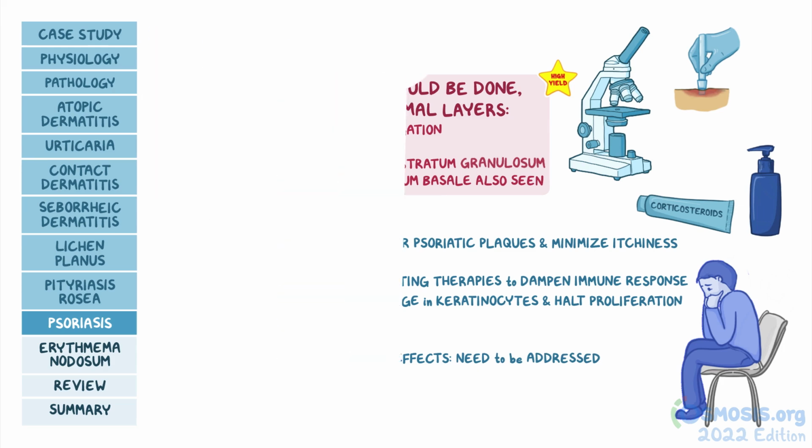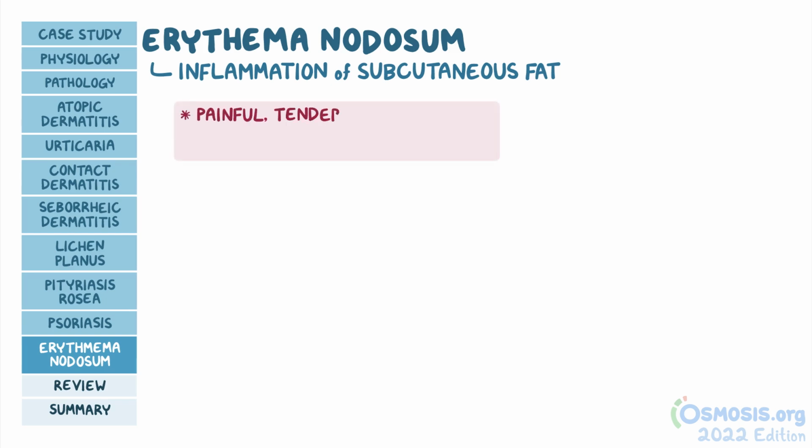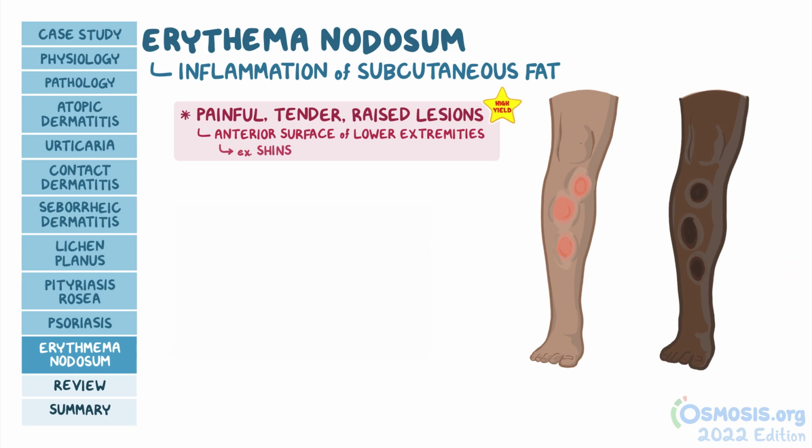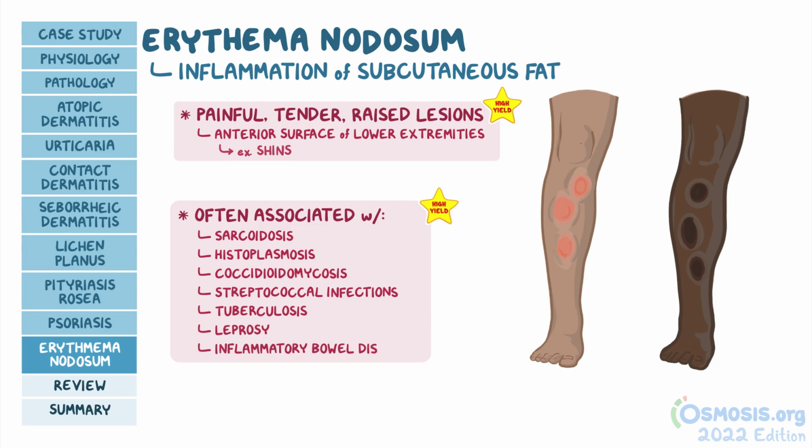The last inflammatory skin disorder is erythema nodosum, which results from inflammation of the subcutaneous fat. It usually appears as painful, tender, raised lesions, often found on the anterior surface of the lower extremities, such as the shins. The most important thing to remember is that it's often associated with a bunch of commonly tested conditions, like sarcoidosis, histoplasmosis, coccidioidomycosis, streptococcal infections, tuberculosis, leprosy, and inflammatory bowel disease.